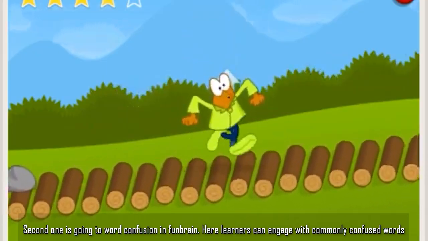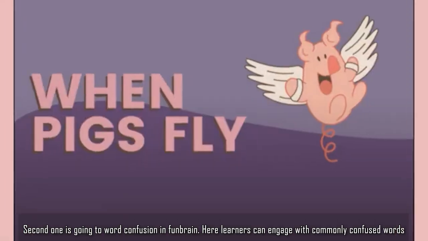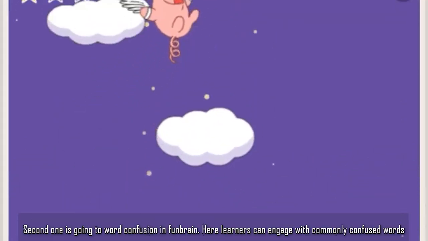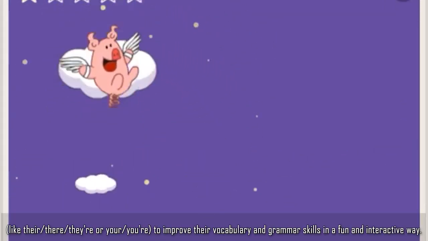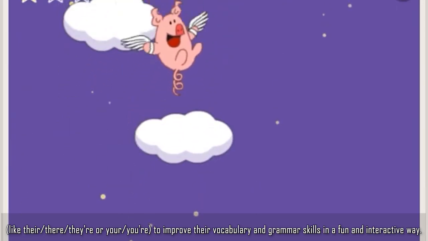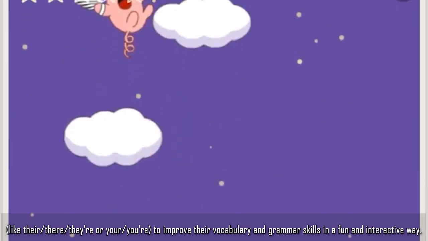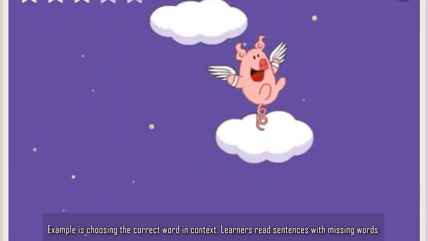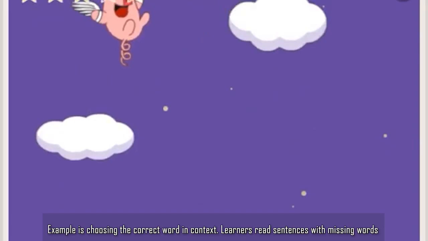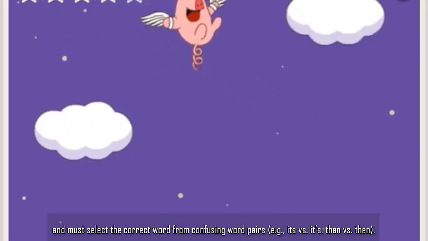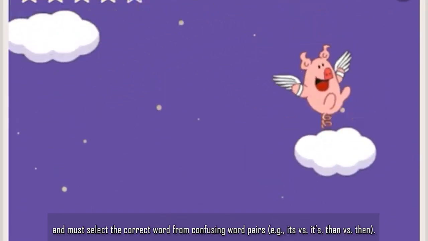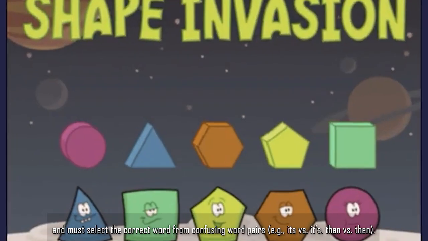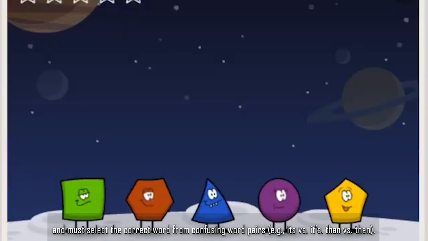Second one is going to Word Confusion in FunBrain. Here, learners can engage with commonly confused words like there, they're, or your, you're, to improve their vocabulary and grammar skills in a fun and interactive way. Example is choosing the correct word in context. Learners read sentences with missing words and must select the correct word form. Confusing word pairs, example, its versus it's, than versus then.